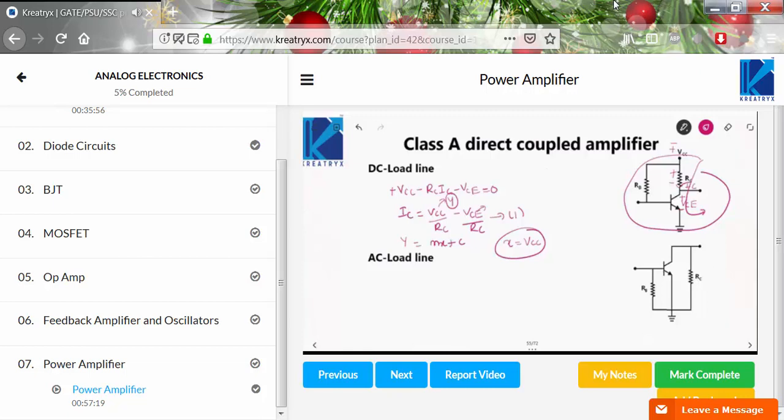Right, here I am drawing the DC load line. First draw the output characteristics, that is IC versus VCE. Now here what is the y-intercept actually? VCC by RC, and the x-intercept is nothing but VCC, right? It is a straight line. This is the DC load line actually.